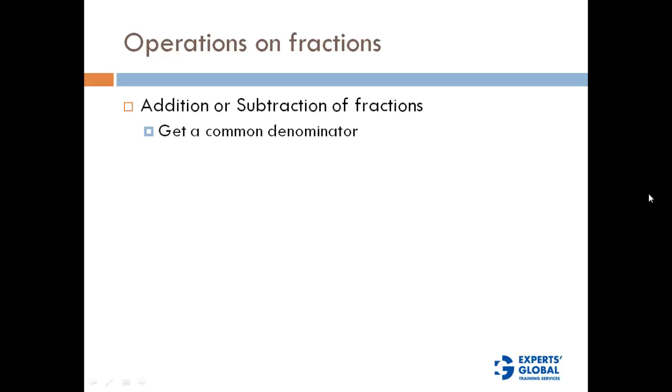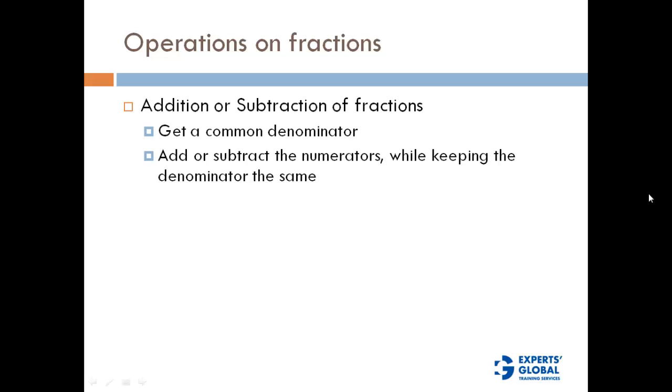Okay, so now let's look at the rules for operations on fractions. The first type of operations we'll see are addition or subtraction of fractions. The rule here is, when we are adding or subtracting fractions, the first thing you have to do is get a common denominator. Without a common denominator, you cannot add or subtract any fractions. Then once you get the common denominator, we add or subtract the numerators, depending on which operation we are performing, while keeping the denominators the same.